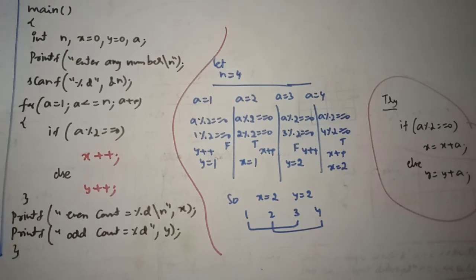Look at this program. This is an extension of the previous program. Same notations. We have two extra variables x and y. x is 0 and y is 0. If a mod 2 equal to 0, x plus plus, else y plus plus. So look at if else. If the condition is true, x is incremented by 1. If the condition is false, y is incremented by 1.